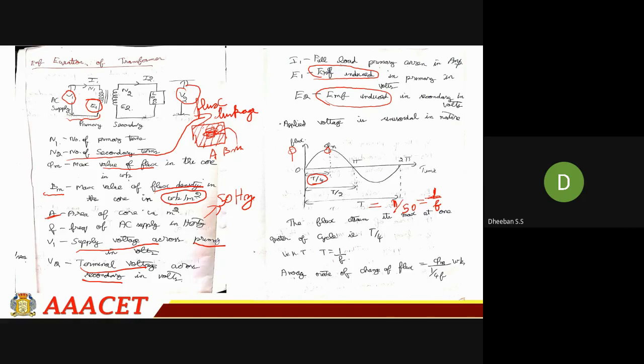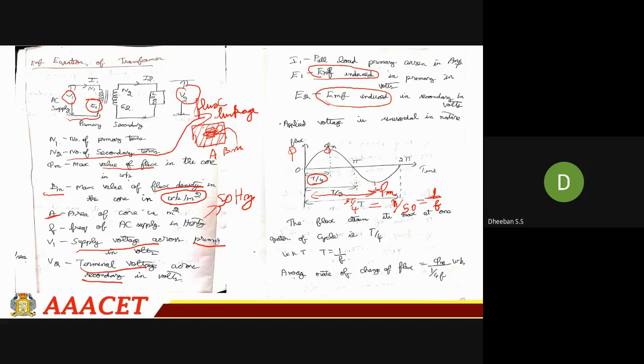At the same time, after 3T by 4, so here comes your 3T by 4. At this 3T by 4 time period, your flux will be reaching negative max, minus phi m. So this is what determines the alternating nature. Why we are saying alternating current, this is the basic reason.